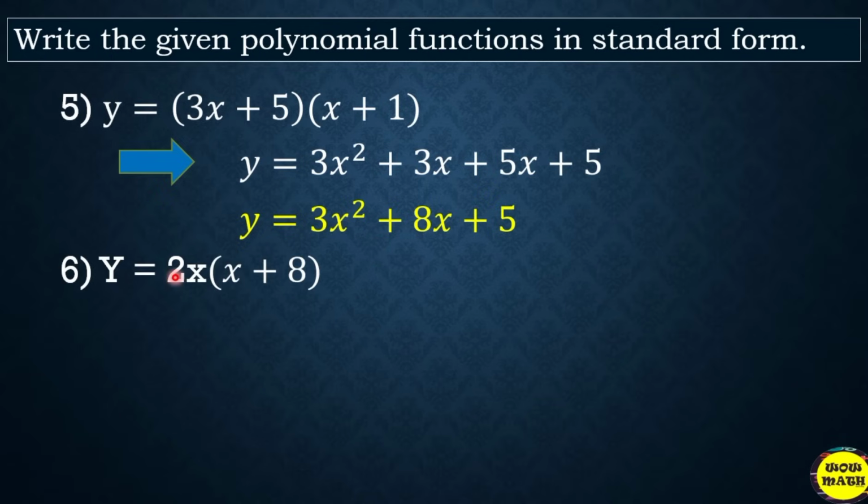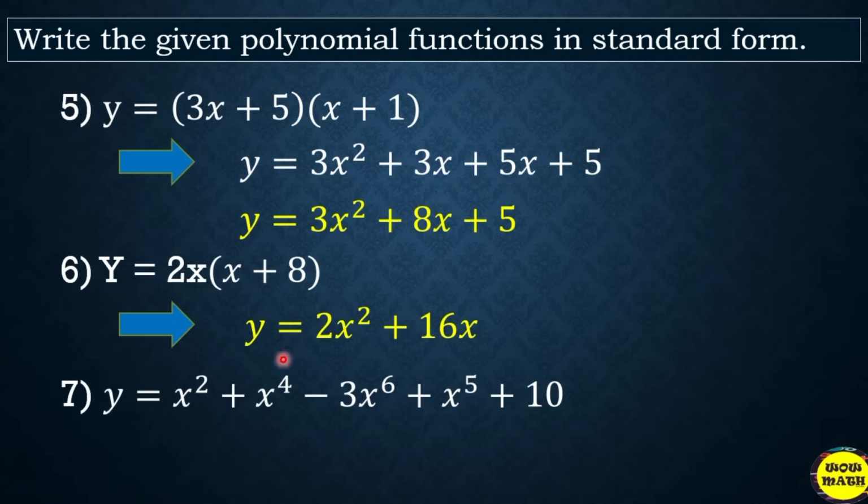Next, I have here y is equal to 2x times x plus 8. So, kapag ganito, distribute lang po ito. So, distribute lang po natin. So, 2x times x and then 2x times 8. So, you will have 2x squared plus 16x. Kasi multiply natin ito and then next ito.